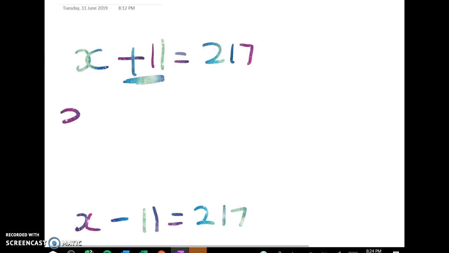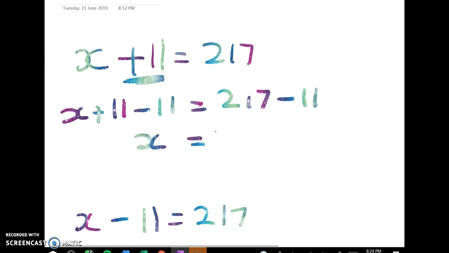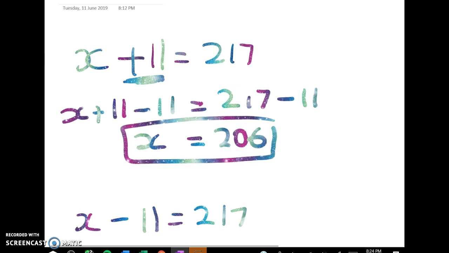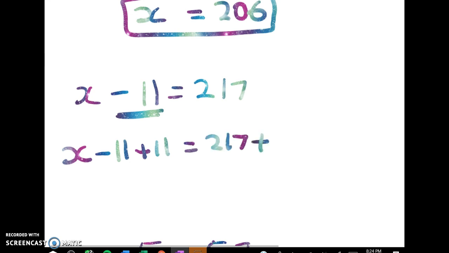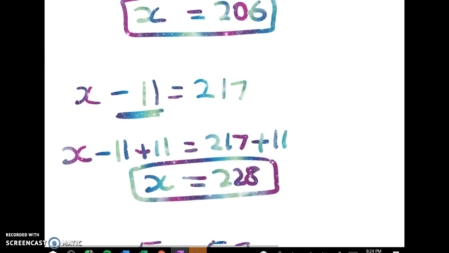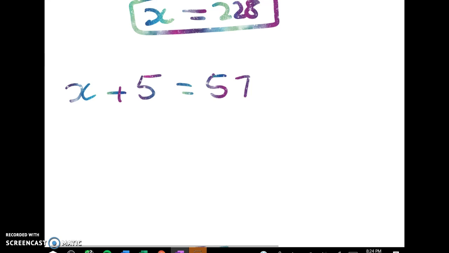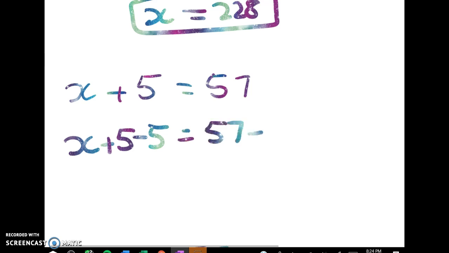Right, here I've got addition. So to undo it, I have subtraction. X plus 11 minus 11 is 217 minus 11. X is equal to 206. X take away 11 is equal to 217. The opposite operation is addition, so I get this. X equals 228. Next one, x plus 5 is 57. We're going to subtract from both sides. So that gives me x equals 52.